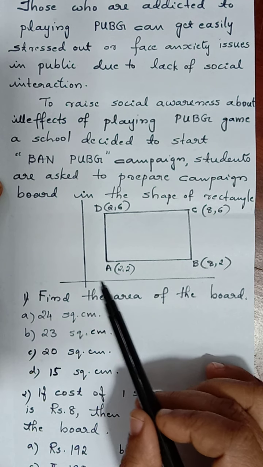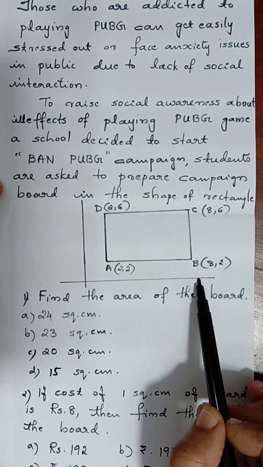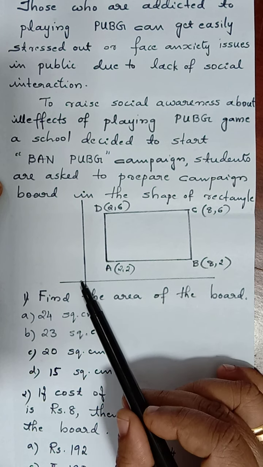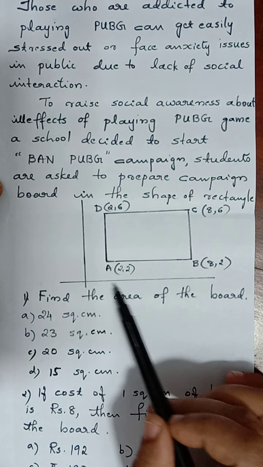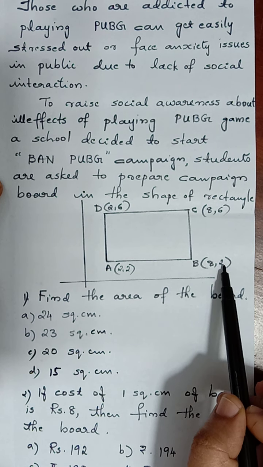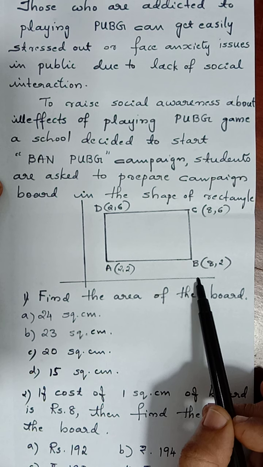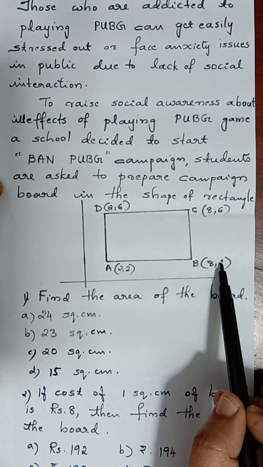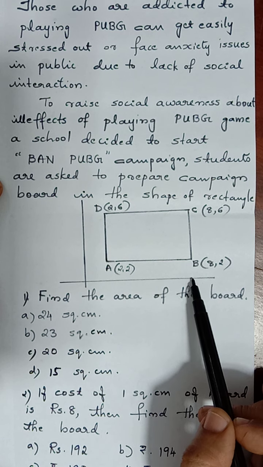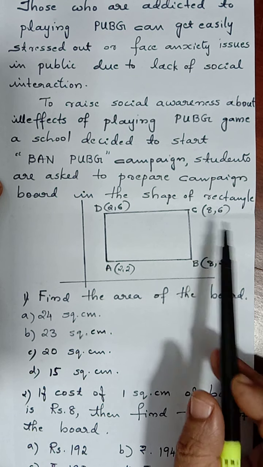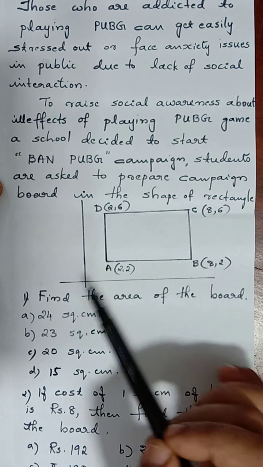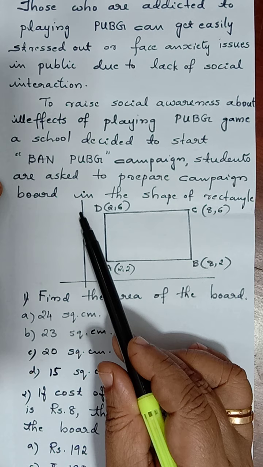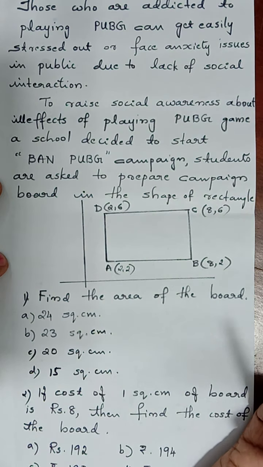That means 8 units from y-axis. So x coordinate means how much distance away from y-axis, 8 units from y. Then 2 means how much distance from x-axis, it is 2 units away from x-axis. That is how we have to consider. 8, 6. That means here if it is 1, 2, 3, 4, 5, 6 will come. So that we have to understand.